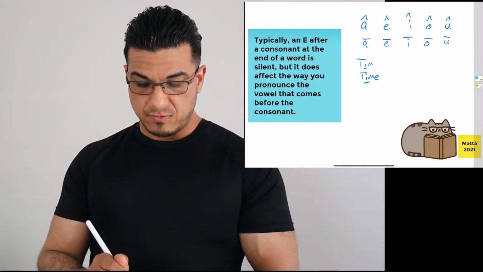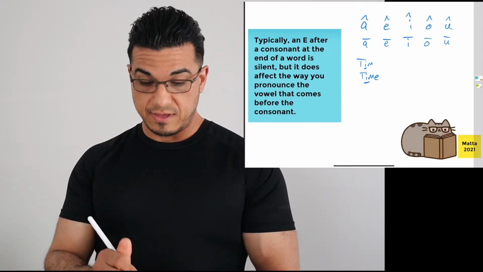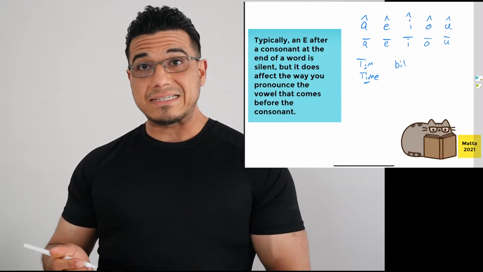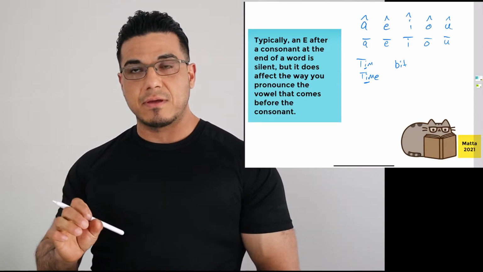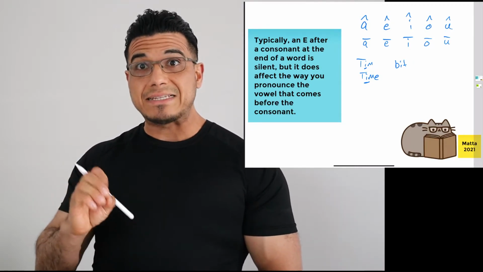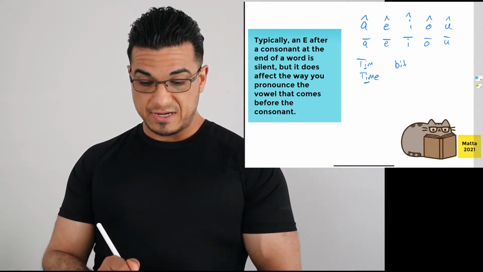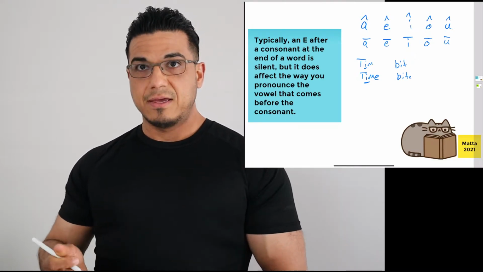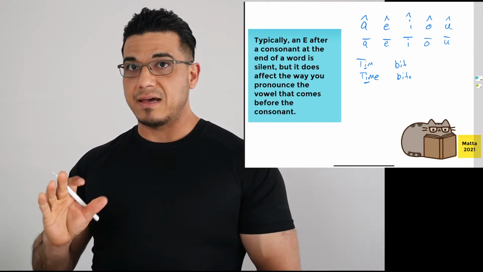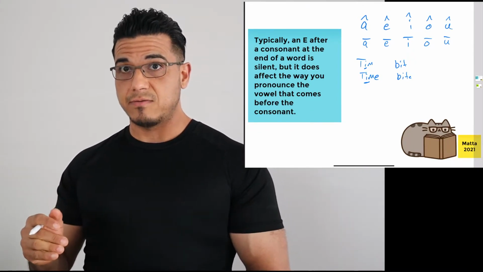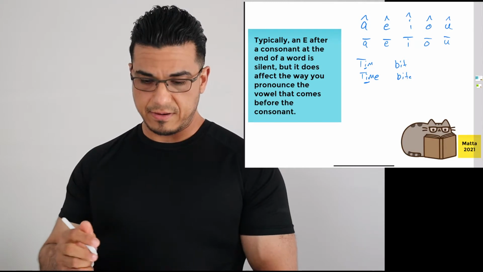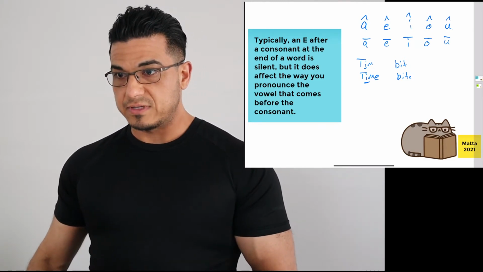You could do another one, right? You could do, if I could think, bit, right? Like a bit of something, or I was bit by a bee. So again, the I is pronounced in the short form, whereas the same word with an E at the end now becomes bite. The I now is said in the long form. Bite.